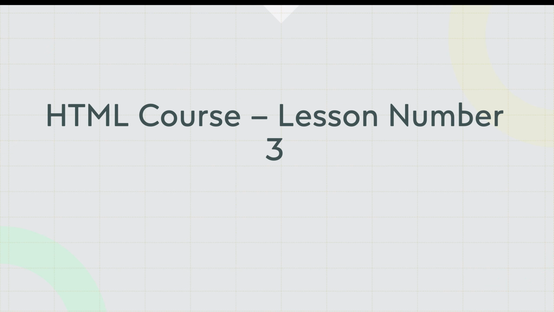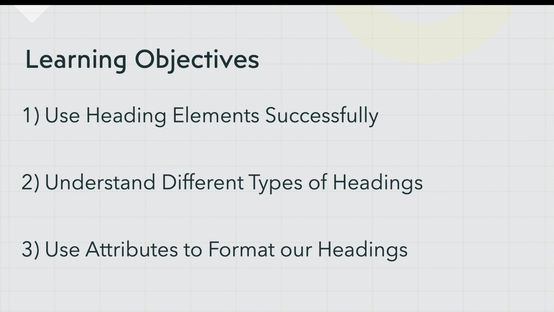Now, having said that, let's jump into lesson number 3. So the learning objectives of this lesson are: 1. To be able to use heading elements successfully, 2. To understand different types of headings, and 3. Use attributes to format our headings correctly.